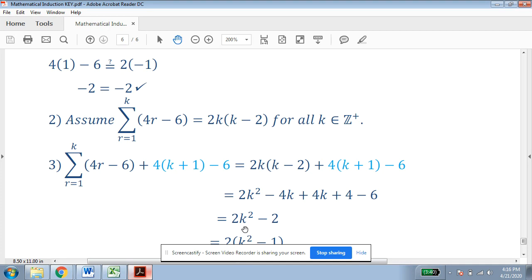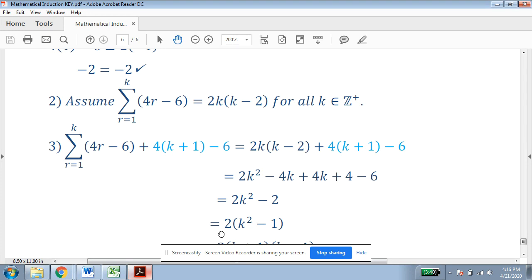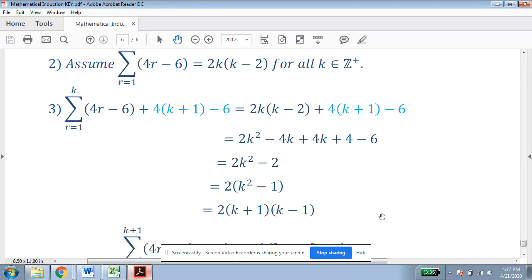Right now, you should see this and you should say, oh, I can factor. 2k squared minus 2, I can factor 2 out of both of those, right? Then you should see what's left in the parentheses, and this should be very familiar. You should remember factoring quadratics. This looks like one of the formulas that we talked about before. It is a difference of squares, so k squared minus 1 should factor into k plus 1 times k minus 1.